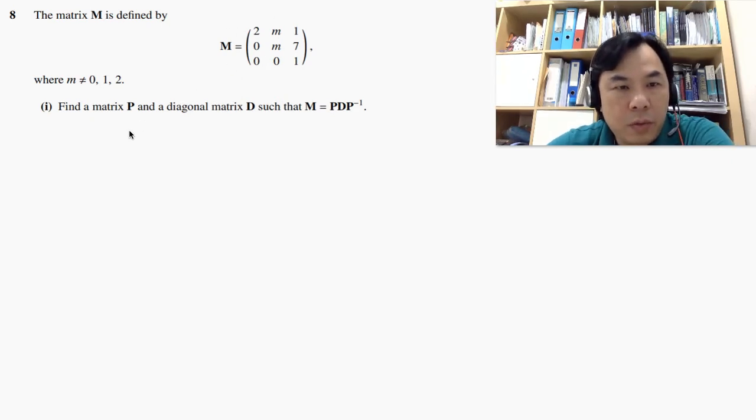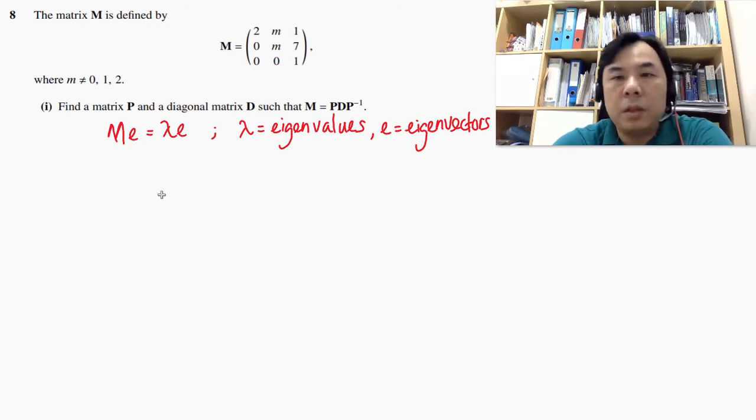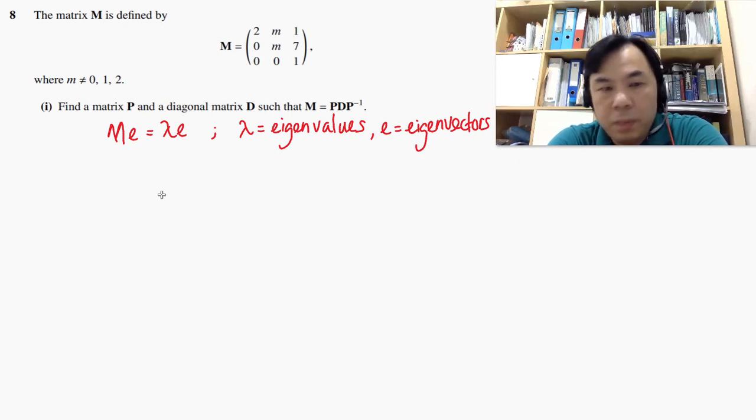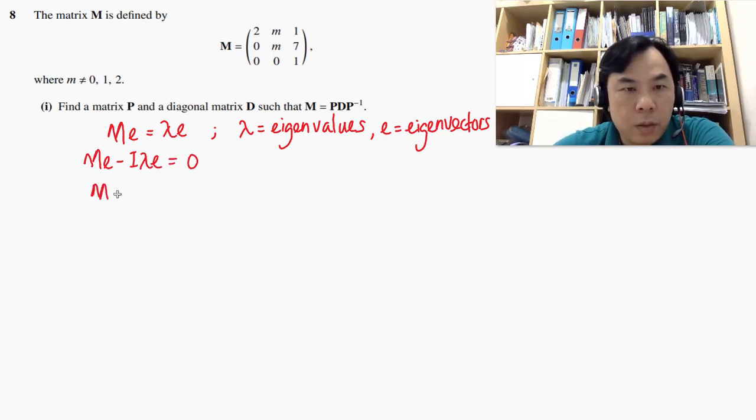To obtain the eigenvalues, we always start from the definition, which is ME equal to lambda E, where lambda is known as the eigenvalue and E would be the eigenvector. I hope that is clear. By definition, this is the equation that we are going to use to obtain the eigenvalues. Let's take a look at how to work this out. If we rearrange this, it will be the same as (M minus lambda I) E equal to 0.